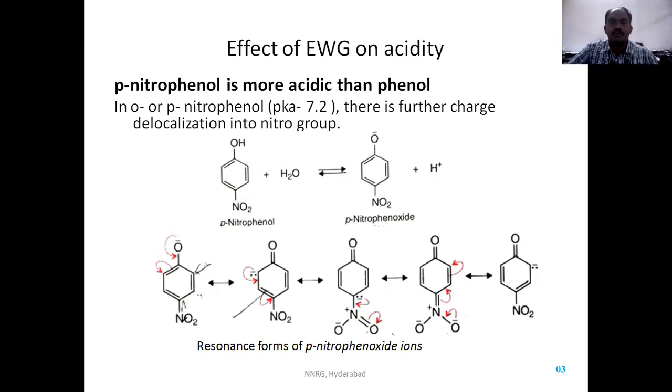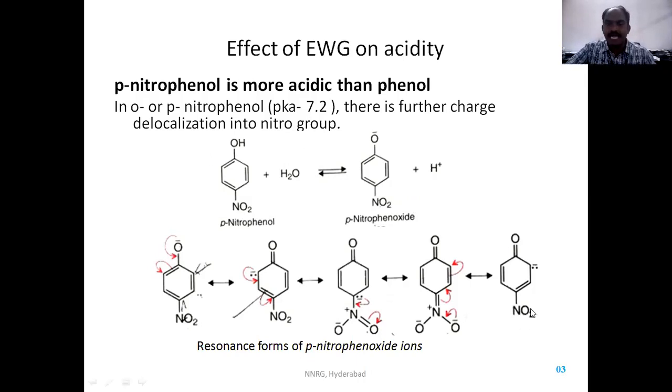So when para-nitrophenol is treated with water, the stable para-nitrophenoxide is formed very fast compared to the phenoxide ion. So para-nitrophenoxide is more stable than simple phenoxide. Why? Because of the electron withdrawing group. So when you take phenol and phenoxide ion, para-nitrophenoxide is formed much faster than phenoxide ion. That is the reason the pK value of para-nitrophenol or orthonitrophenol is 7.2.